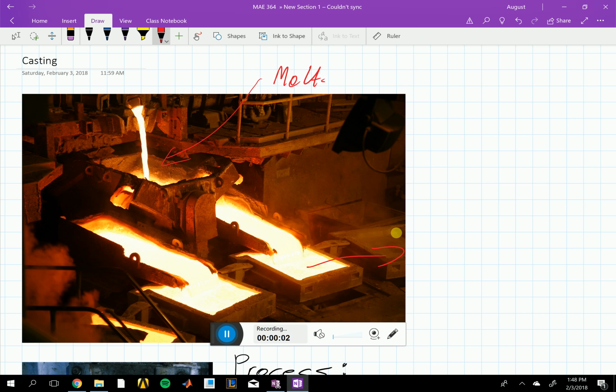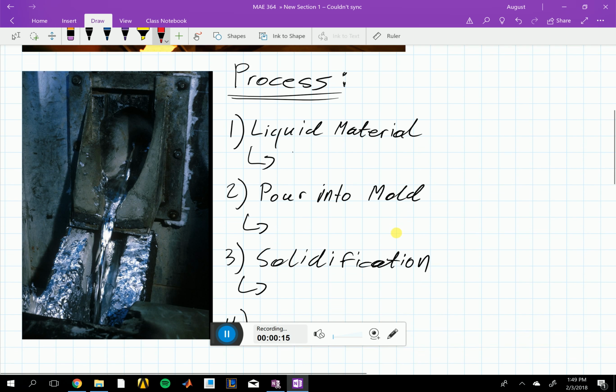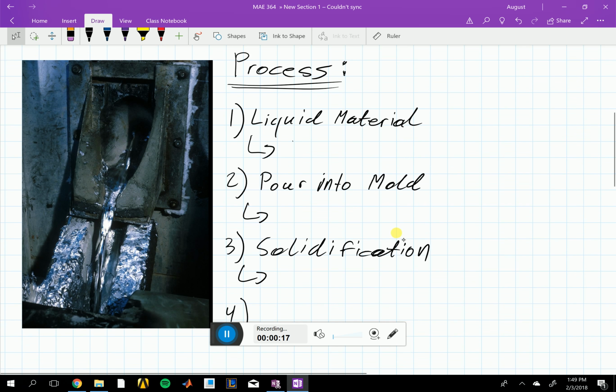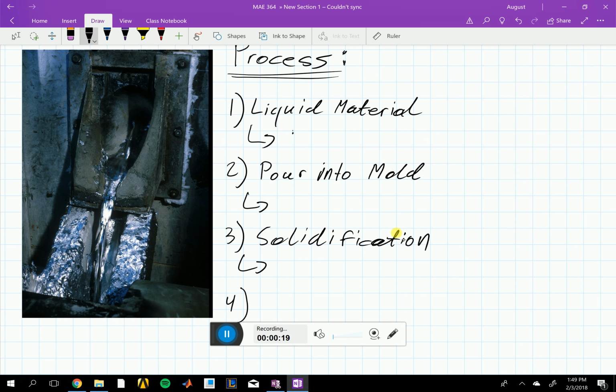Casting. Casting is a manufacturing process which allows materials in a molten state to turn into complex parts. The process of casting initially requires us to get our desired material into a liquid form. To do so, let's say we're talking about metal. To get metal into a liquid form, we have to heat it up to get it into a molten state.